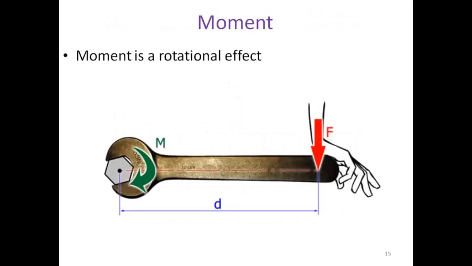Now we have two types of moments. First we have clockwise moment and anti-clockwise moment based on the sign convention. But what is a moment? It is a rotational effect.